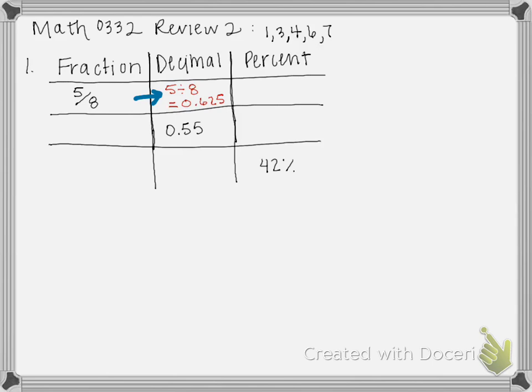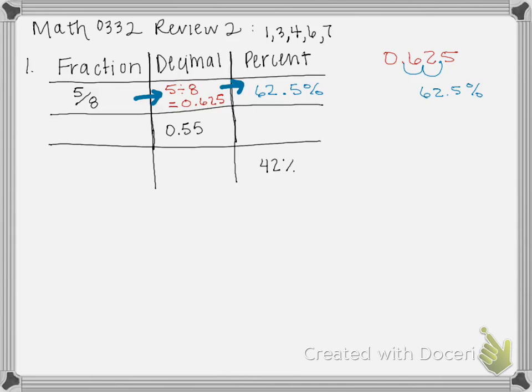So now that you have your decimal, we need to change that decimal to a percent. The way we change a decimal to a percent is we're going to take our decimal, which is 0.625, and we're going to move the decimal point twice to the right. So essentially you're just multiplying by 100. So this would go right here, 1, 2. It is now 62.5%. So that will go in our percent square. So now 5/8 has been converted.